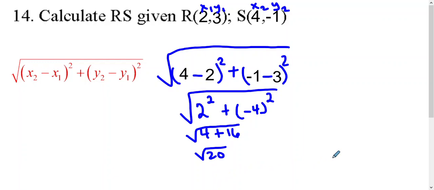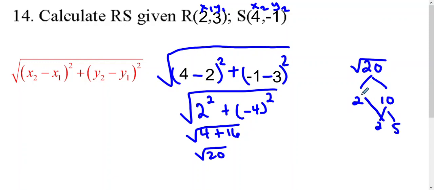Now, if the question were to ask you to show that to the first decimal place, what you would do is put it in your calculator and round it. But if the question was asking you to show it in simplest form, you would have to then simplify that square root or that radical. You would do that with your factor tree. 20 would be 2 times 10, and 10 is 2 times 5. You have a pair of 2's on the inside, so they're going to become one 2 on the outside, and you'd have 2 root 5.